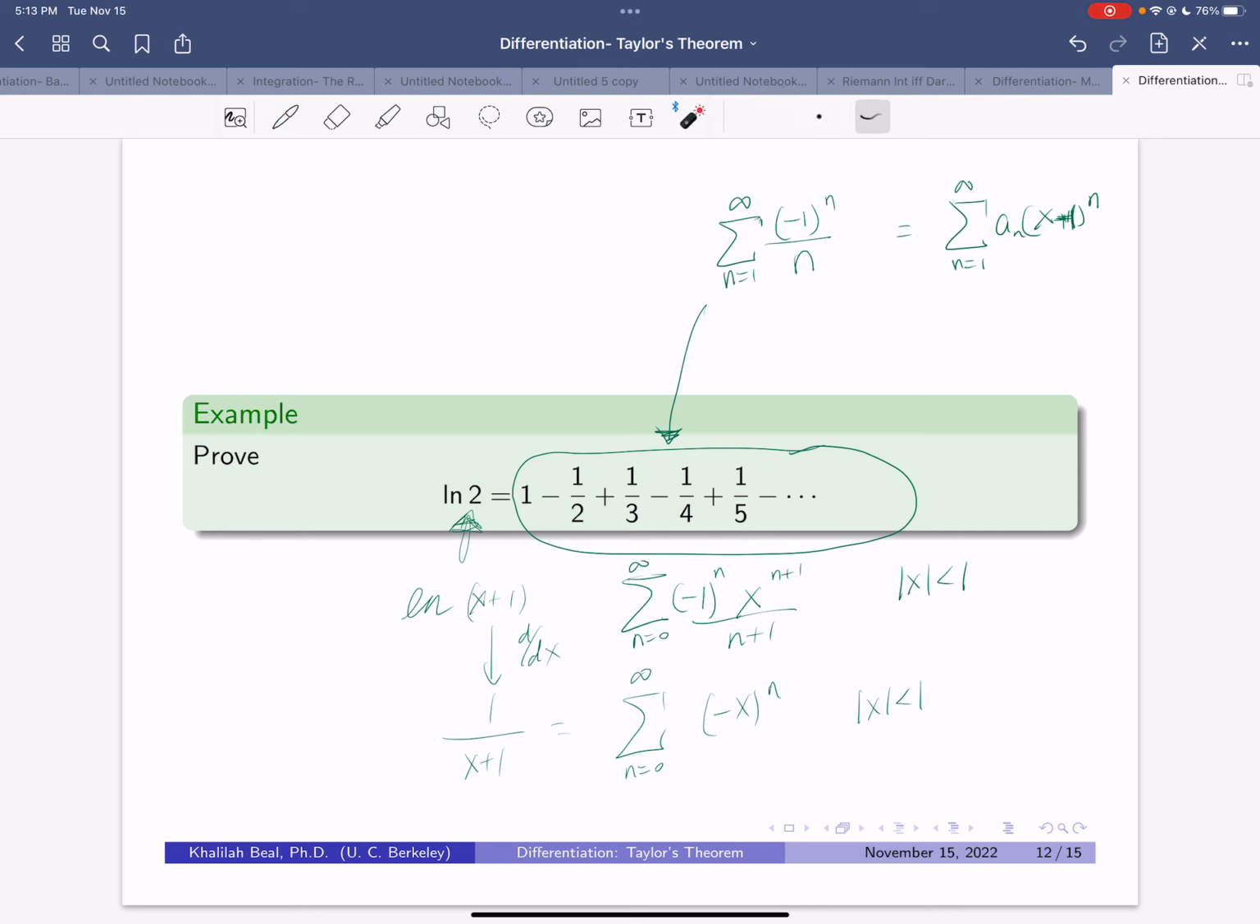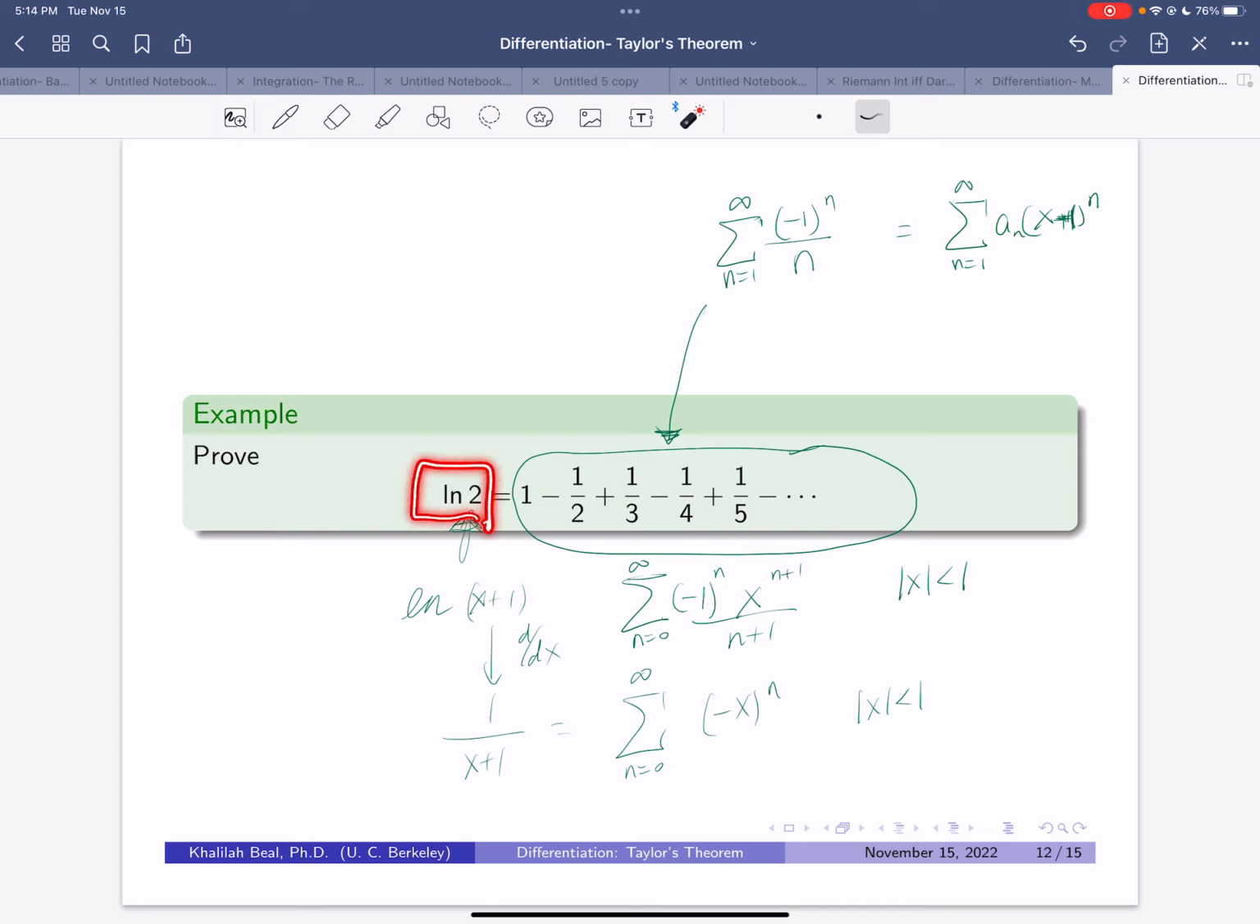So here, for x equals 1, this will converge because I have essentially this right here, right? I've got the alternating harmonic series, so it will converge. But if I plug in negative 1 right here, that's going to diverge. So that's how you prove natural log of 2 is equal to all this.